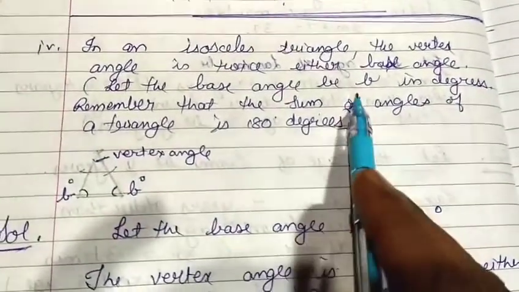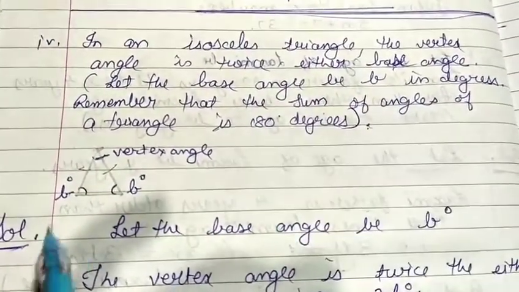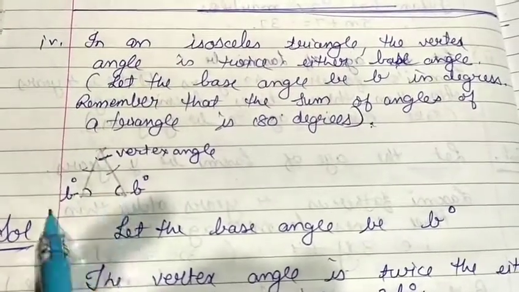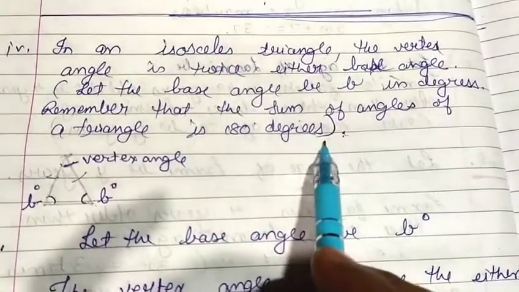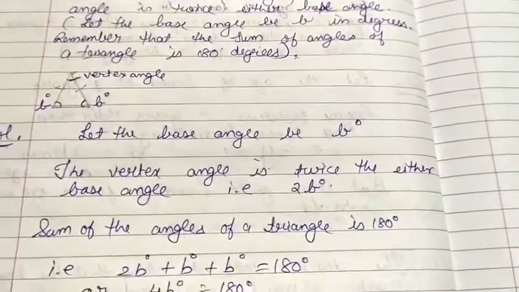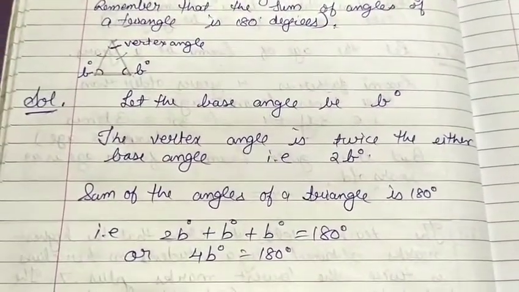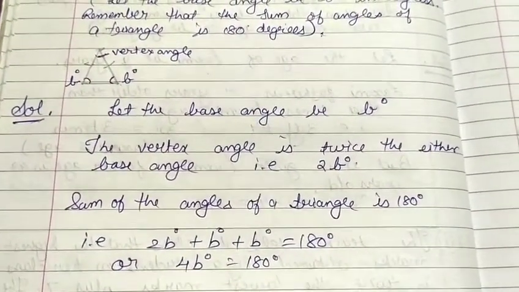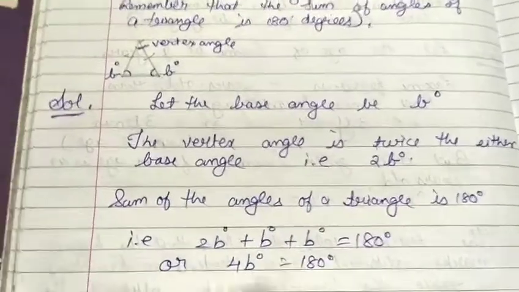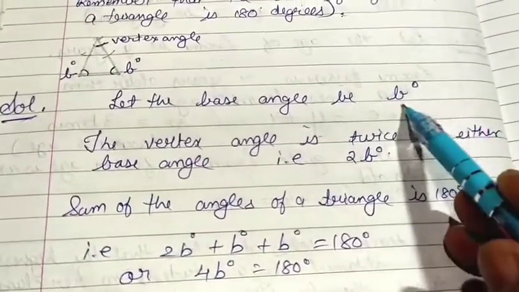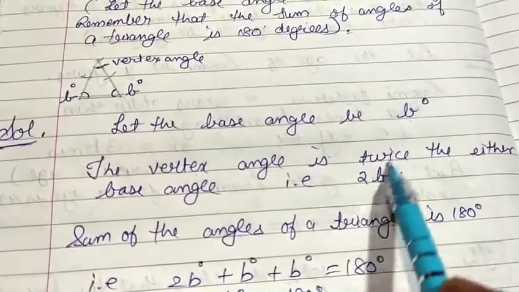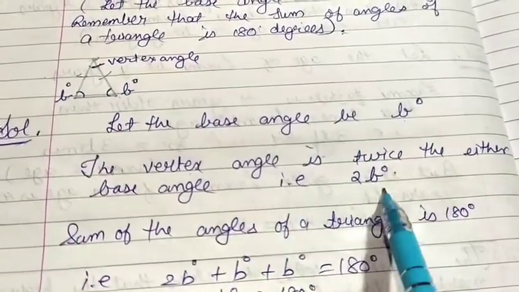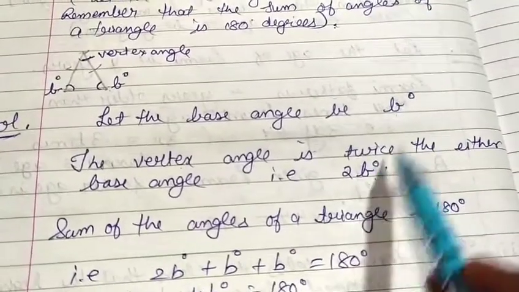Let the base angle be b degrees. So you have to take this base angle as b degrees. Remember that the sum of the angles of a triangle is 180 degrees. This we know. Now the vertex angle is twice either base angle. If the base angle is b, then the vertex angle is 2b, twice b.